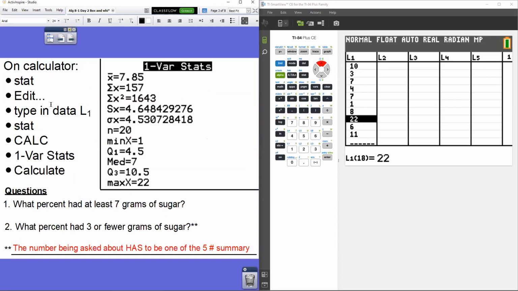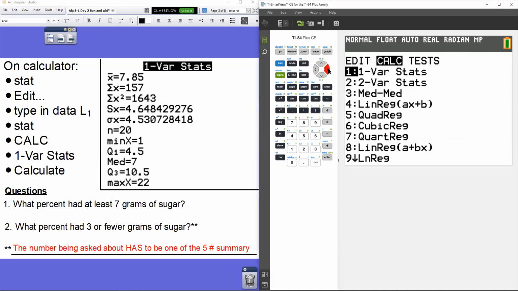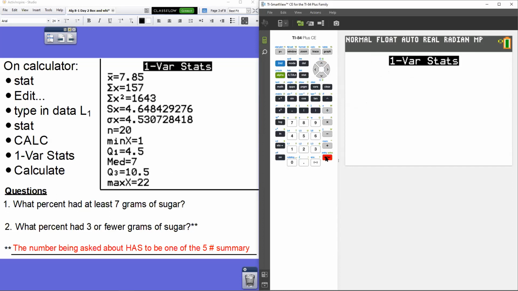So what we're going to do to find our 5-number summary is, now that we typed in our data into L1, we're going to go back to Stat. This time we're going to tab over to Calc. Notice how it says 1 VAR statistics. That's really one variable statistics. So that's what we want to hit. So we want to hit enter. And then it says, do we want to use the list in L1? Yes, we do. So we just want to tab down to calculate and hit enter.